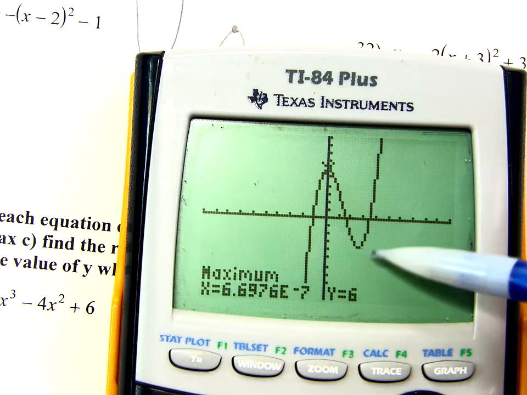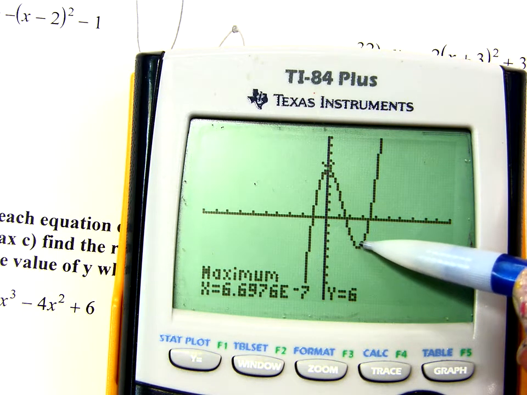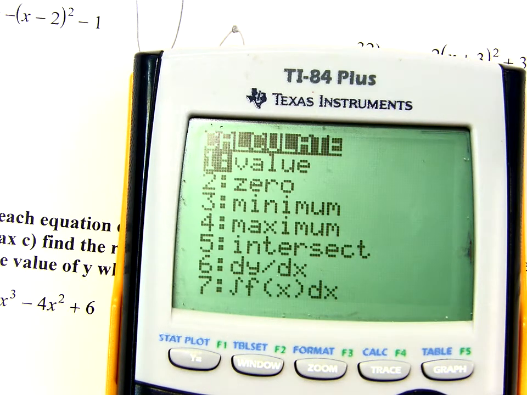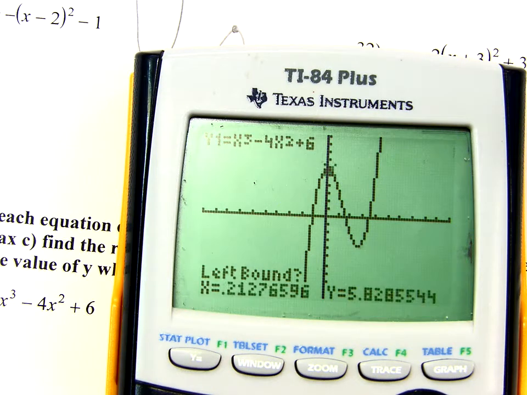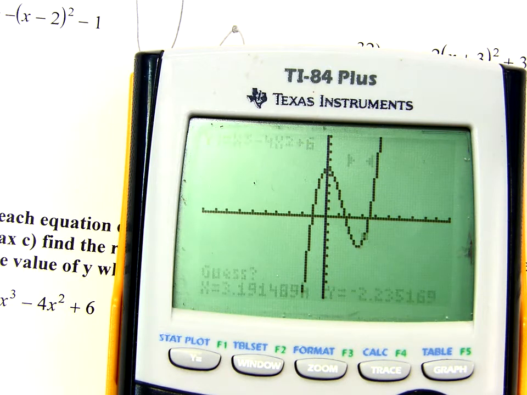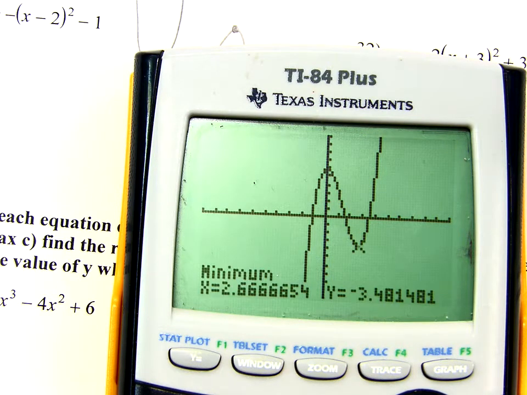And then if I want to find this one, that one's a minimum. So second calc, choose choice 3. And I just move my blinky guy over there, go to the left of it, go to the right of it, and go ahead and hit enter. So that's pretty much it, okay?